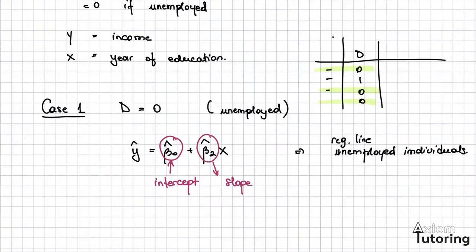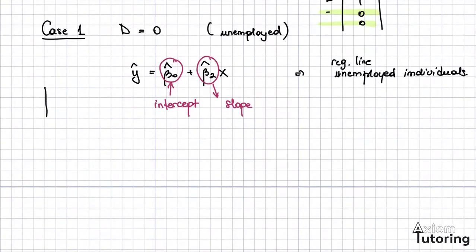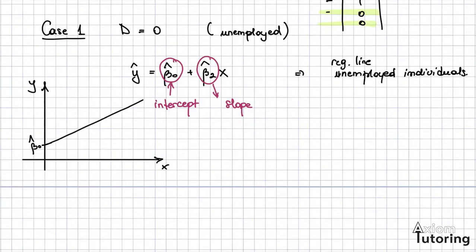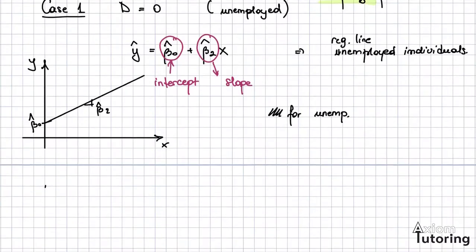and beta 2 hat is our slope. So if we were to translate this information into an actual graph, then we would have x on our x-axis, y in here. We're going to have some beta 0 hat in here, and the estimated line would look like this, assuming this is our beta 2 hat. So this is the line for unemployed. Now that we have case 1, let's look into case 2.